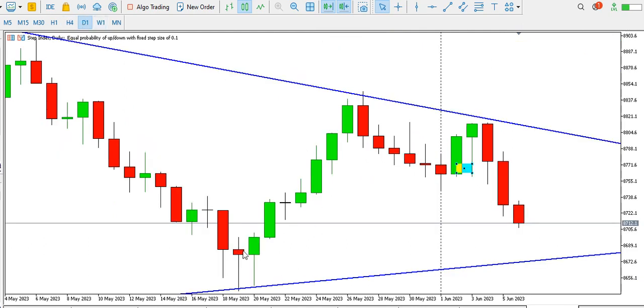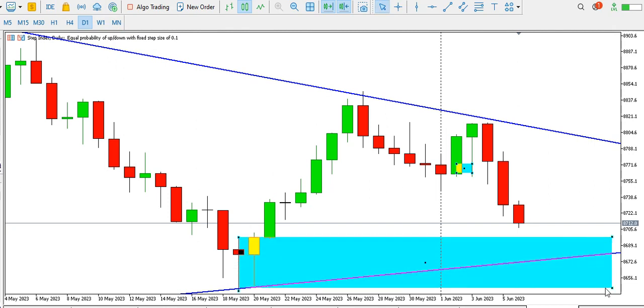Still on the daily time frame, we have this particular order block that must serve as a demand level for price. The order block is in confluence with this ascending trend line, so price might find some level of demand around this area. Okay, that's that for the daily time frame.